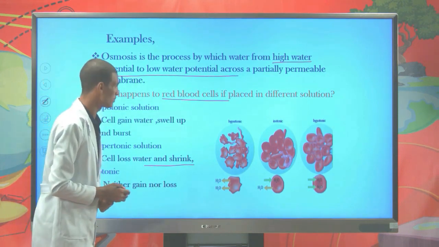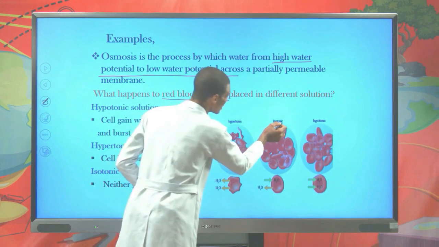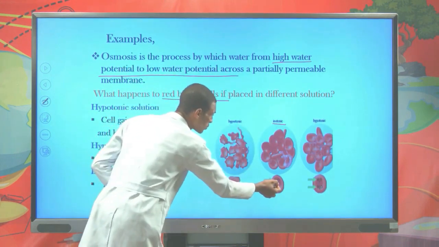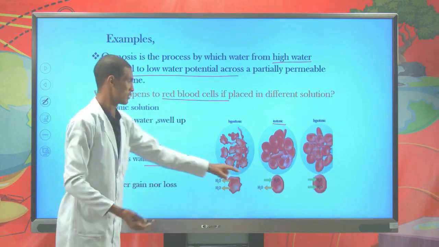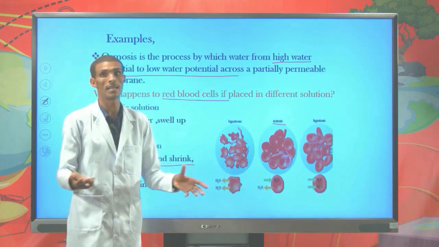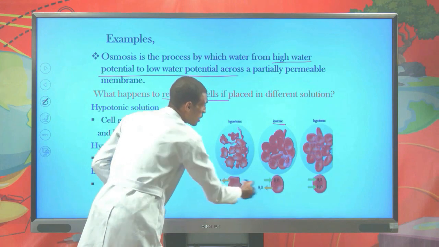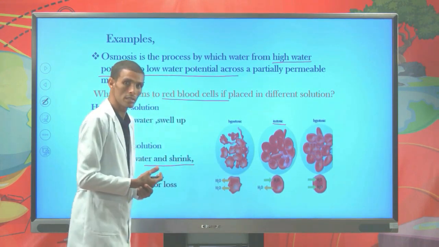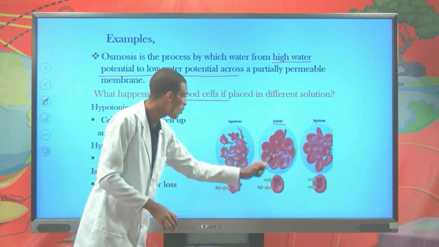Another term here: if we place a cell in an isotonic solution, the amount of water in the cell and the environment is balanced. Equal water movement, equilibrium or static water movement, can be found here. It doesn't bring any change to the cell.